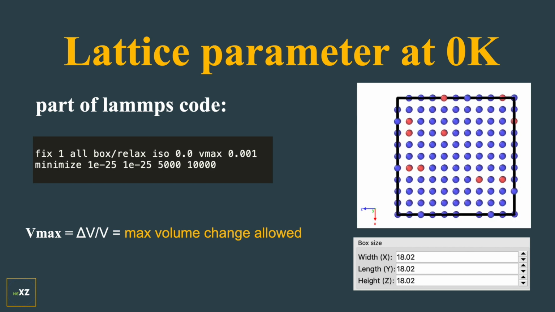Now in the fix command, I use iso 0.0. It means that the outside pressure that I am giving is 0. So you are letting the box relax in a free air condition. And then there is the vmax, the volume maximum change, which is the fraction of the volume change that you allow the system to relax. Now you use the minimization command, and you have to choose its parameters with care so that you can relax the system properly.